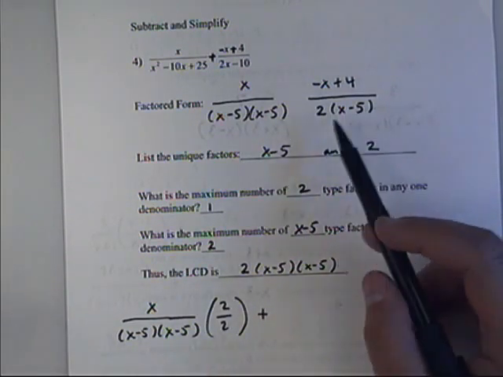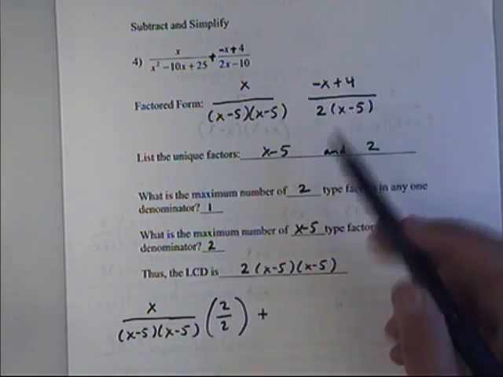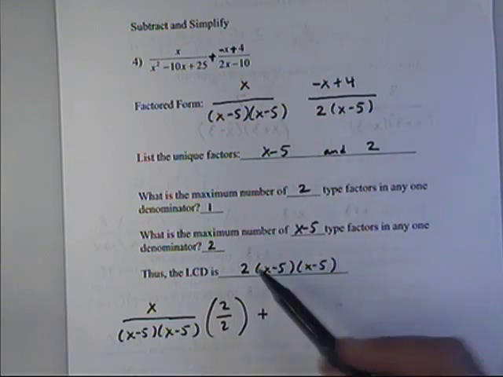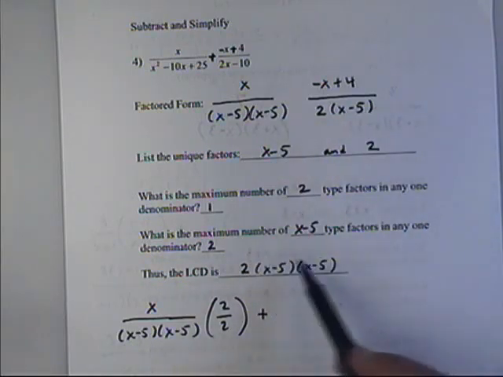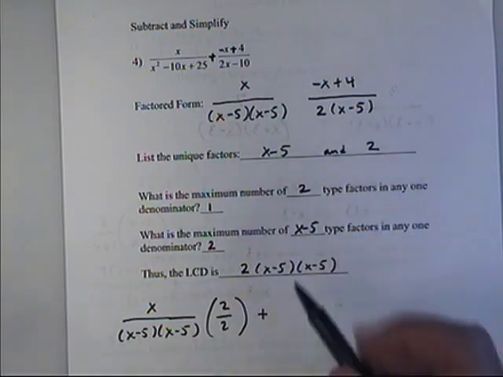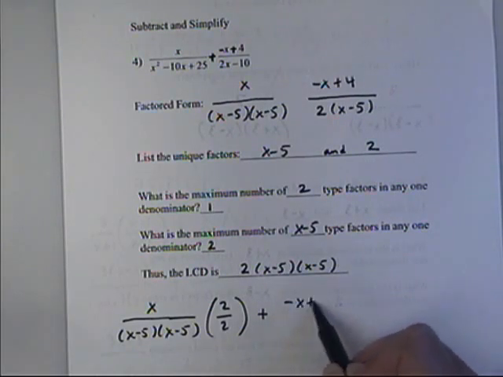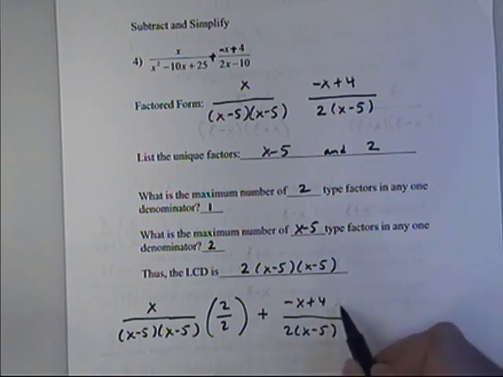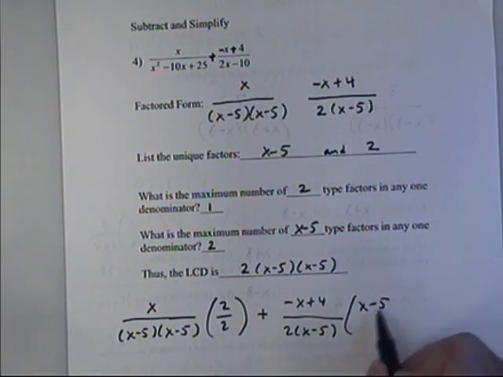Over here, what am I missing? Well, I've got the 2. I've got 1 x minus 5, but now I'm going to need another x minus 5 to make this match up with this. So I'll take my fraction and multiply it on the top and the bottom by the missing part, x minus 5.